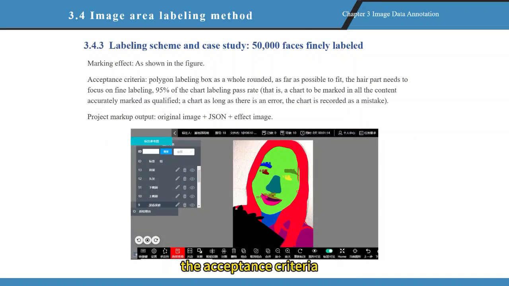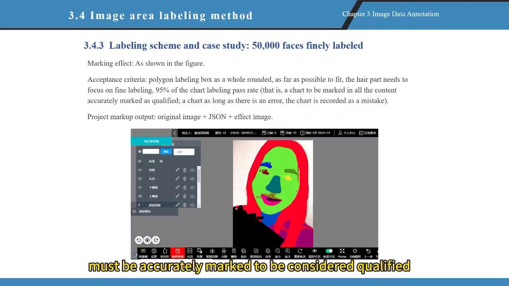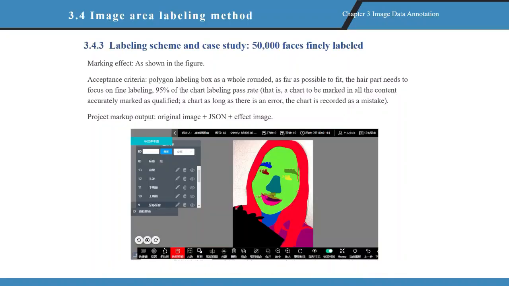The acceptance criteria are that the polygon labeling box should be rounded as a whole and fit as closely as possible. Special attention should be paid to fine labeling the hair part. The chart labeling pass rate should reach 95%, that is, all the content in a chart must be accurately marked to be considered qualified. If there is any error in a chart, it is recorded as a mistake. The project markup output includes the original image, JSON, and the effect image.